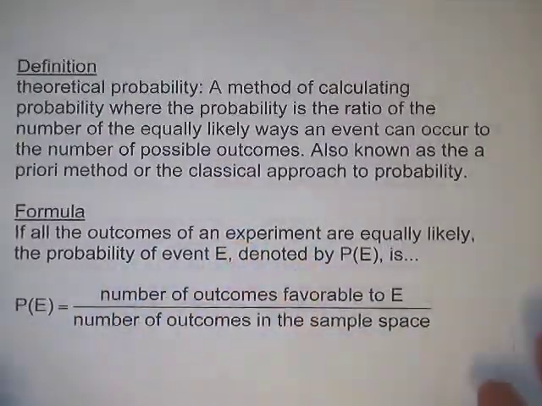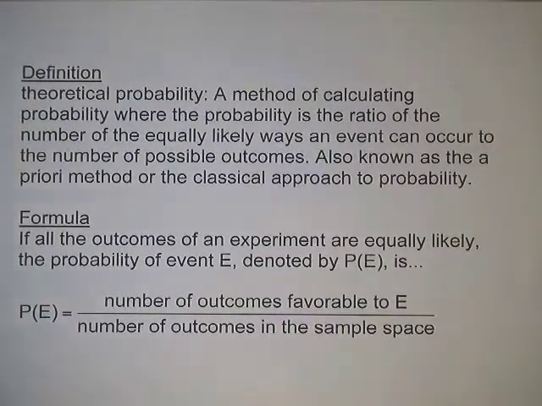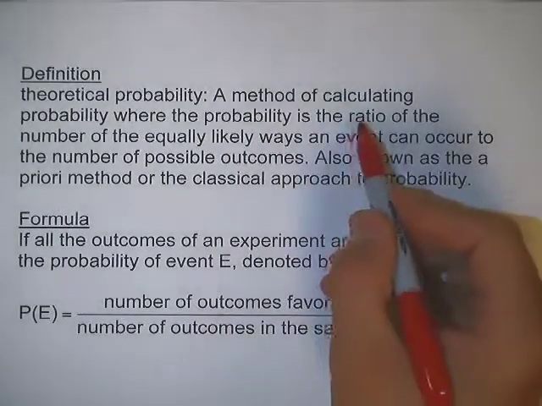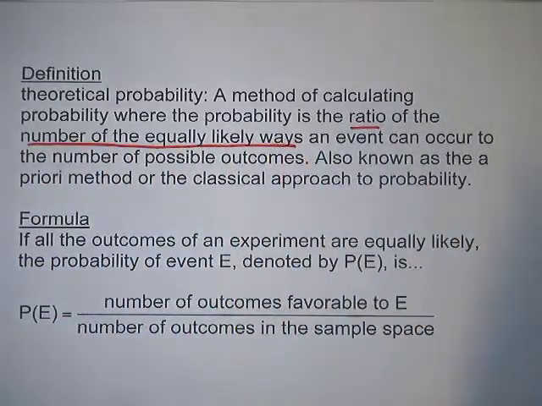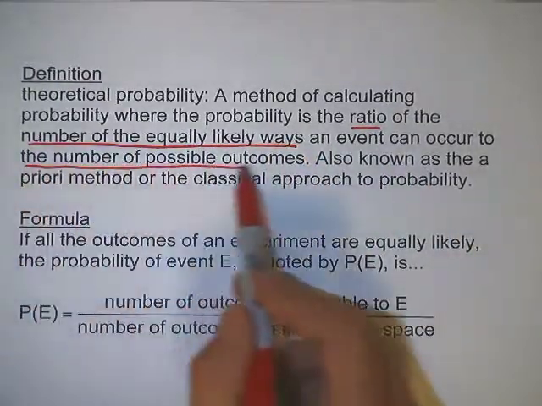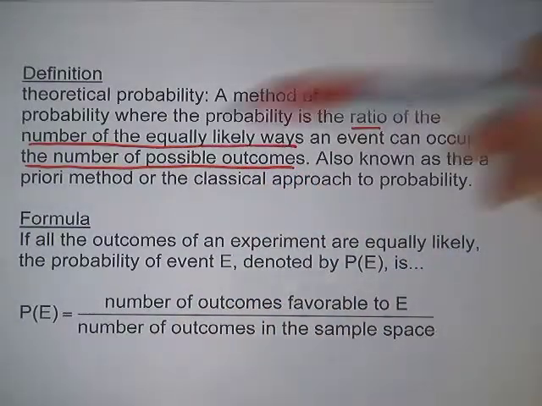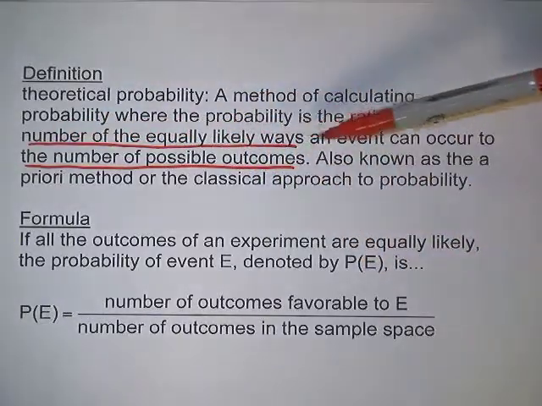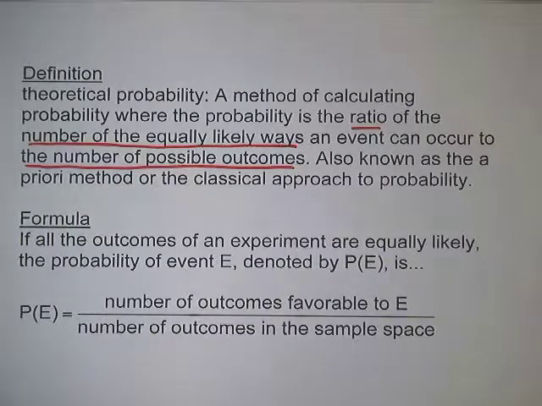So let's take a look at a definition of what theoretical probability is first, and then we'll take a look at the formula also. Theoretical probability is a method of calculating probability where the probability is the ratio of the number of equally likely ways an event can occur to the number of possible outcomes. Remember, ratio means division. So you're going to take the number of equally likely ways an event can occur, and you're going to divide that by the number of possible outcomes. This is also known as the a priori method or the classical approach to probability.